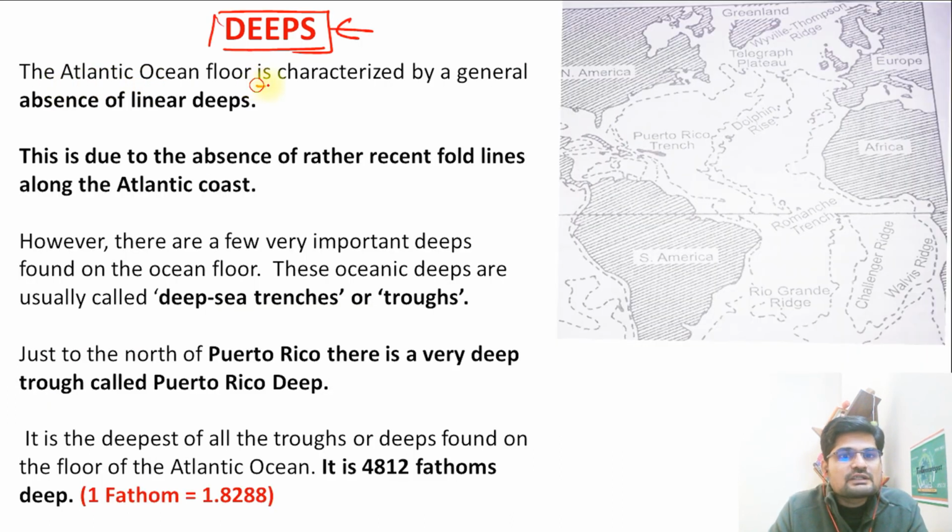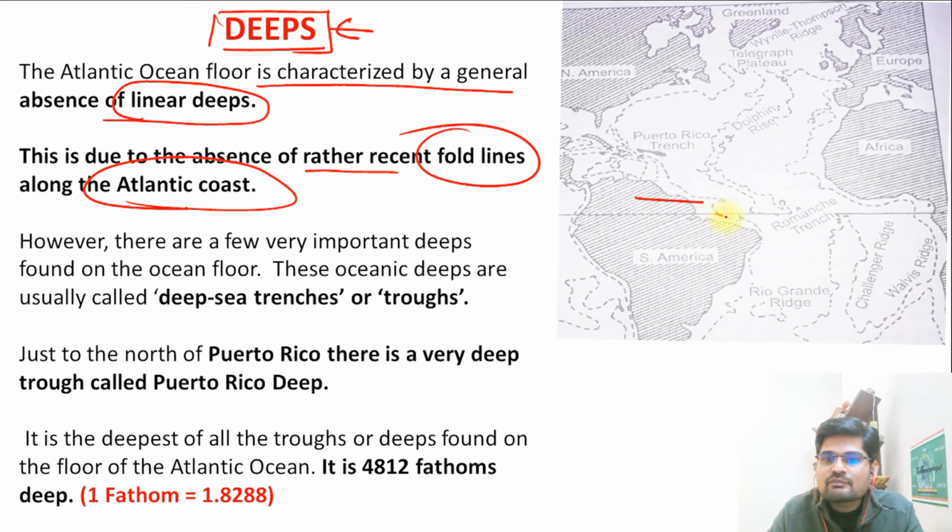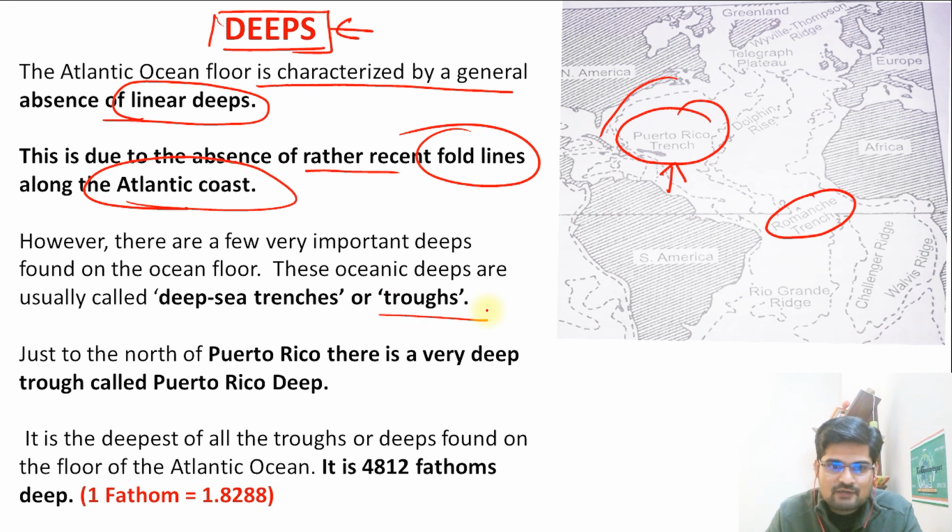So the Atlantic floor is characterized by a general absence of linear deeps. Now remember, linear deeps or straight deeps that we say are not available. This is due to the absence of rather recent fold lines along the Atlantic coast. So you don't have many fold lines along the Atlantic coast. That's why you don't have many linear deeps. But there are many deep trenches that we already know, deep sea trenches or troughs found on the ocean floor, namely Puerto Rico, the deepest one, and then in the central part, the Romanche Trench, as we have already learned.